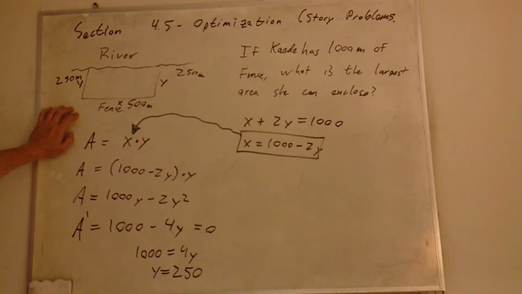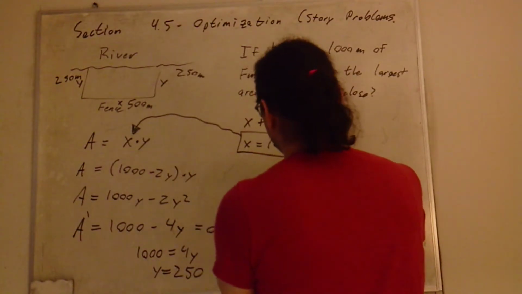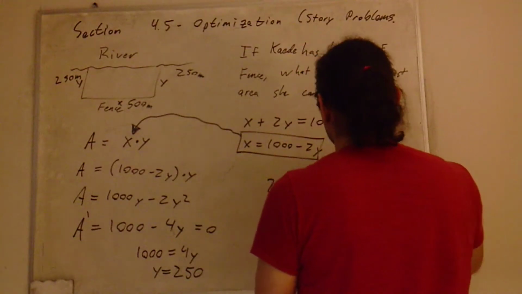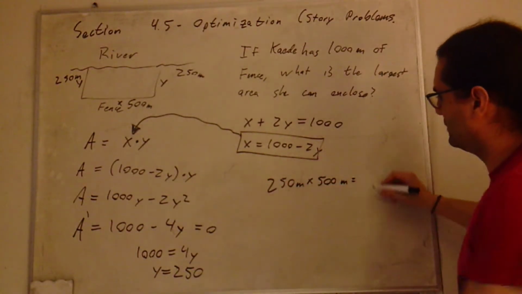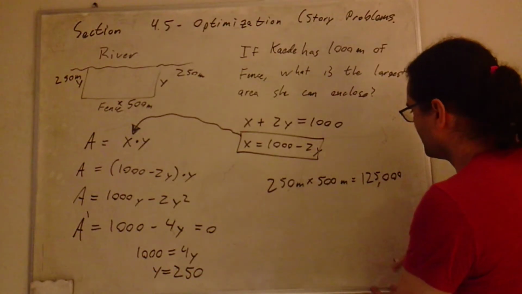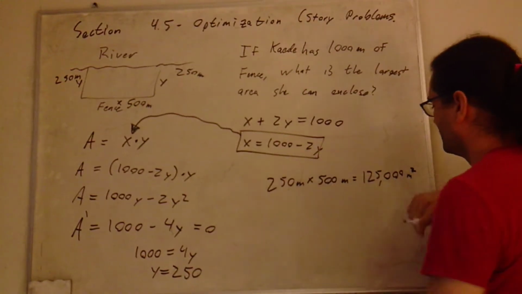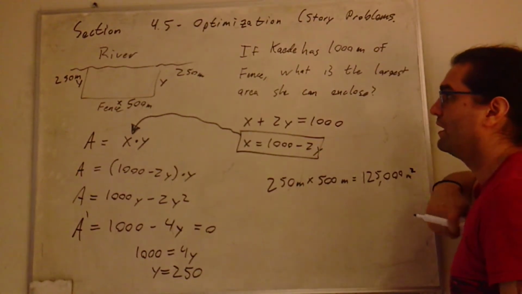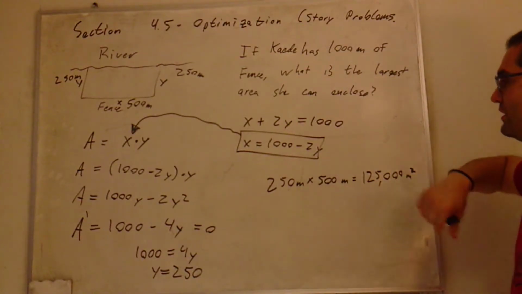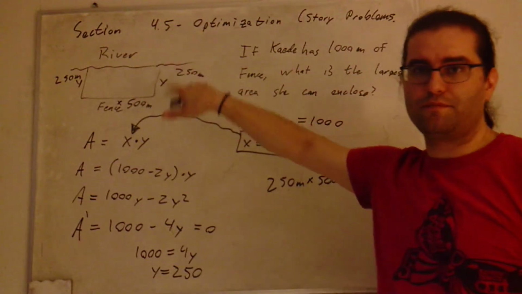That would be something like 250 meters times 500 meters, which would give you something like 125,000 square meters, which is big. I think you'll find that it's bigger than the amount of area you get if you just cut this into 3 equal pieces and use the same length for all 3.